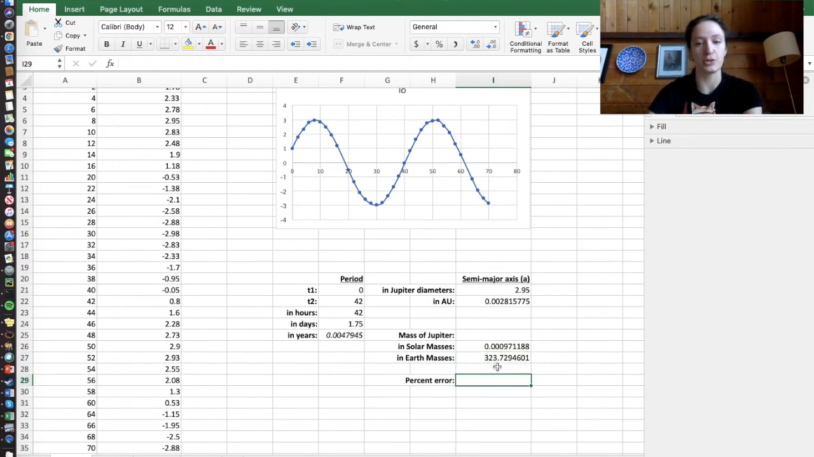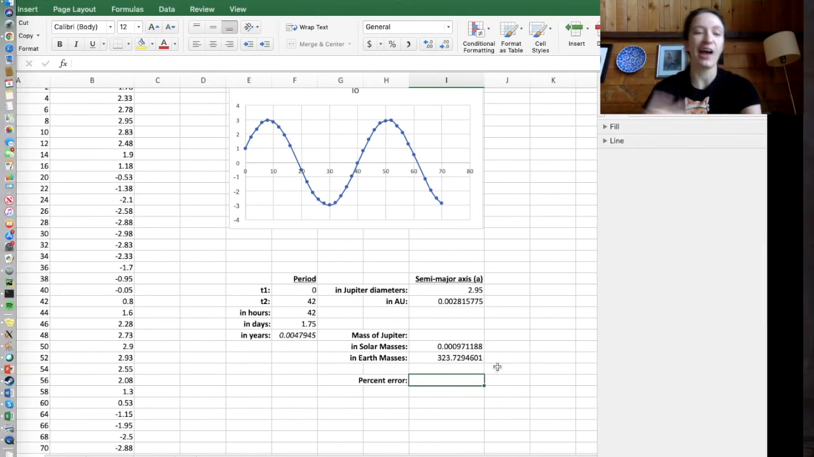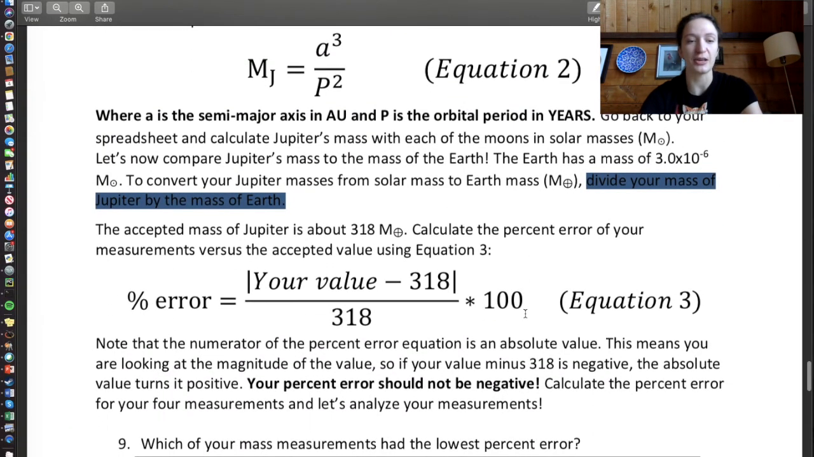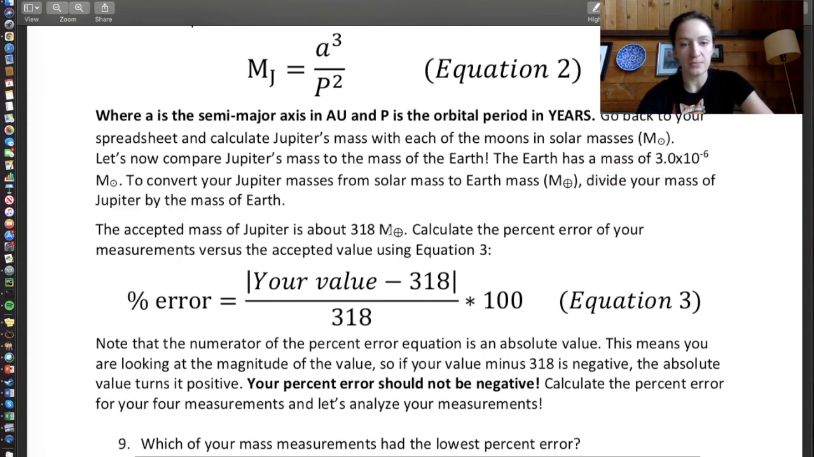Now you're going to calculate your percent error. This is basically just how far off you are from the accepted value. So the accepted mass of Jupiter is about 318. This symbol, M, and then this symbol down here means Earth masses. Solar masses looks like this. It's an M with a circled dot, and the Earth masses is M with a circle cross.